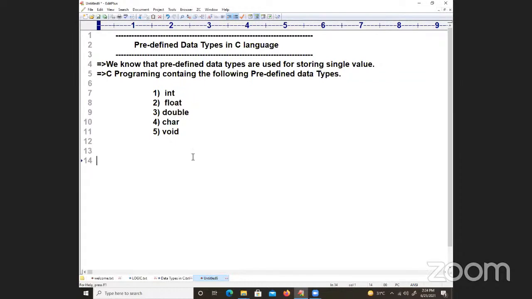Suppose if I go for Java, there is byte, there is short, there is int, there is long. These all come under the integer category. Then we have float, next double, next char, next boolean. These are the Java data types. So different languages will have different types of things.